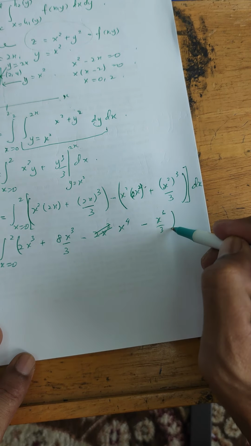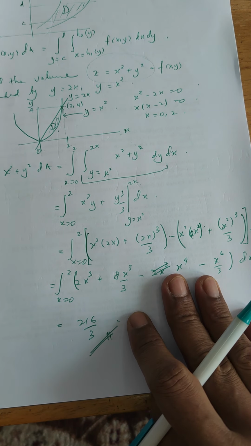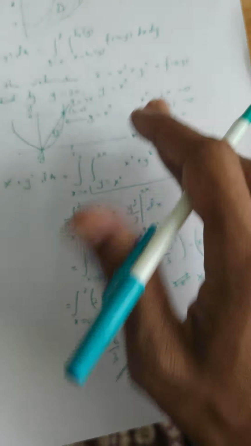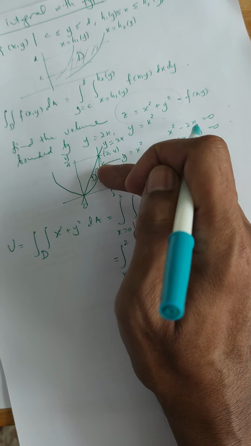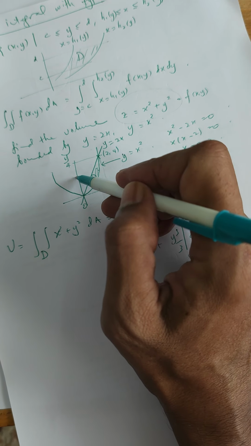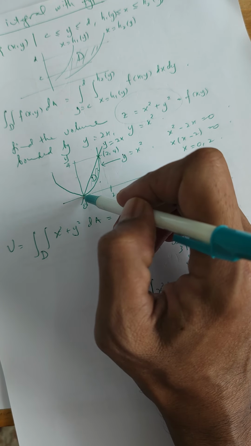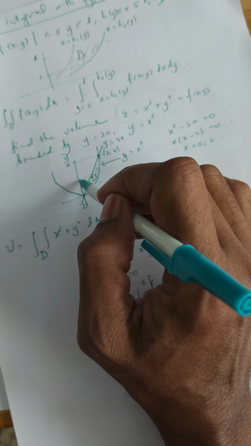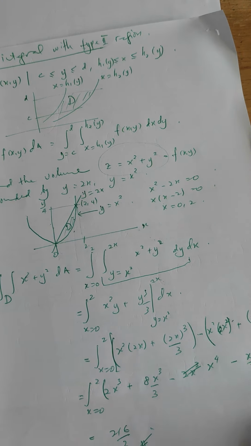Now if you want to consider the type 2 region, we have the same region there, but for the type 2 region we project those regions on the y axis. Yeah, project on the y axis, which means the outer integral is with respect to y. So let's do this.